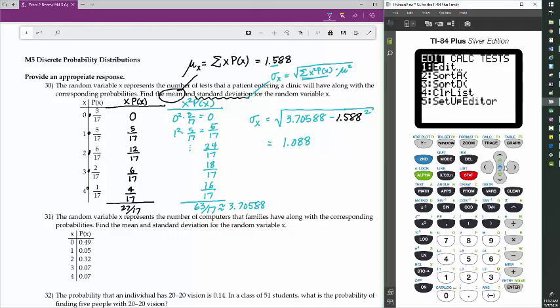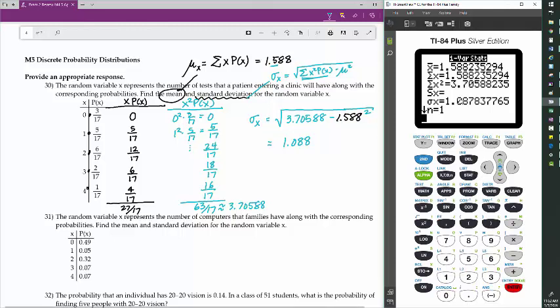Quit that and run one variable statistics on the two lists. We have a mean, 1.588, matches our mean, and the standard deviation, 1.087 or 1.088 if we round to 3 decimal places.